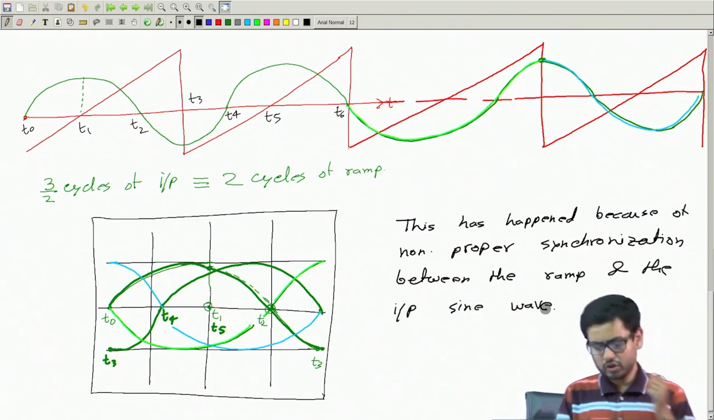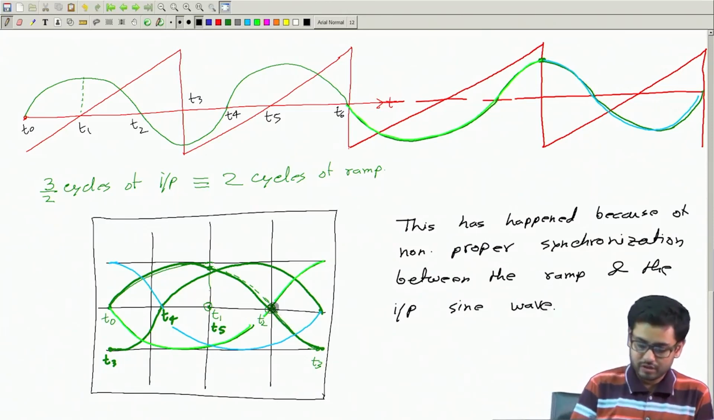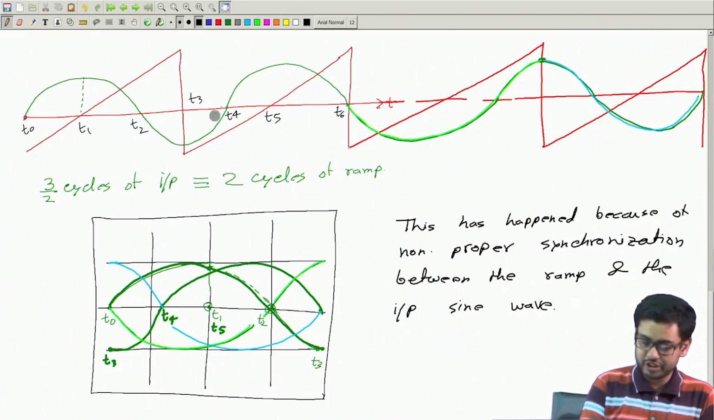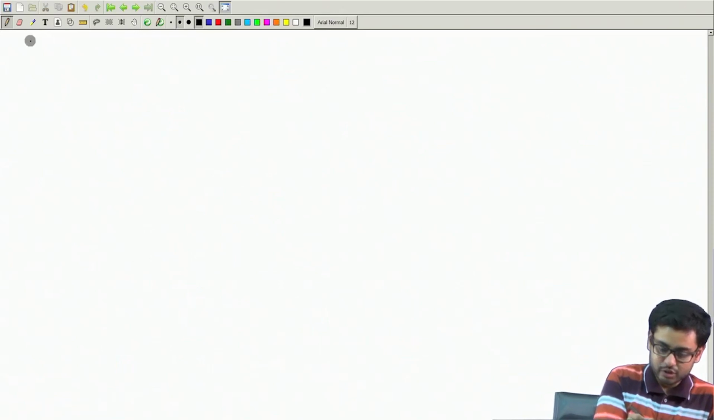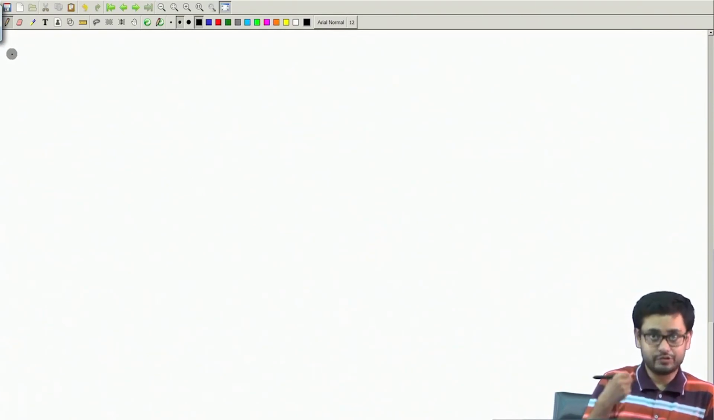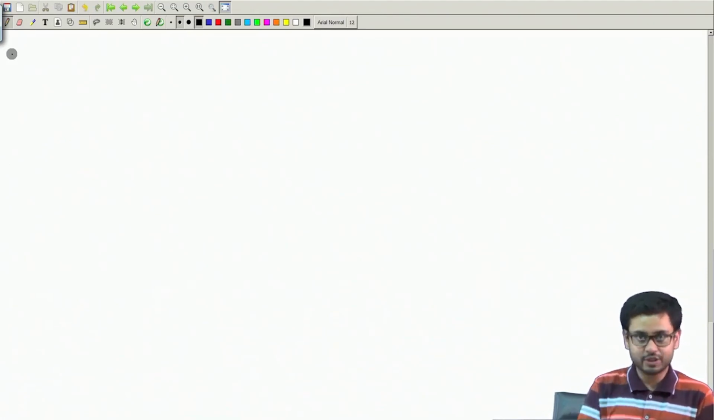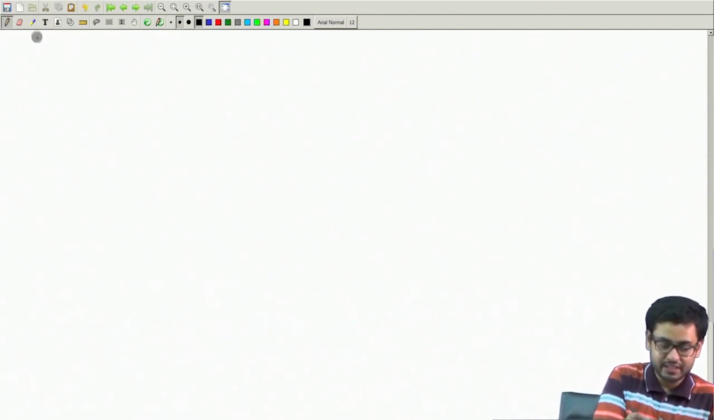Okay, so this way you possibly can draw different patterns for different frequencies of the input and the different frequencies of this ramp. Okay, so two important things. Synchronization is important, and we will not have time to talk about how exactly the synchronization can be achieved automatically. You can study this from the books, and if you are interested, we will possibly make additional videos later on. But okay, we will talk briefly about at least how the ramp signal is generated.